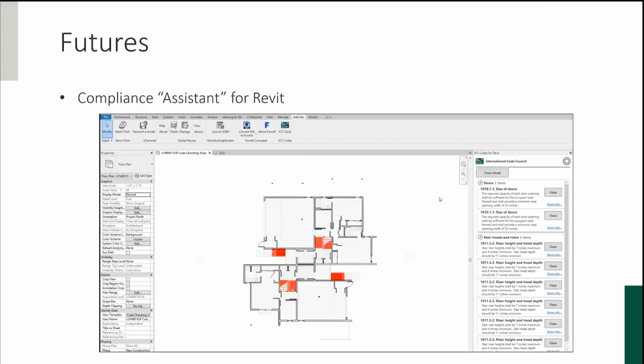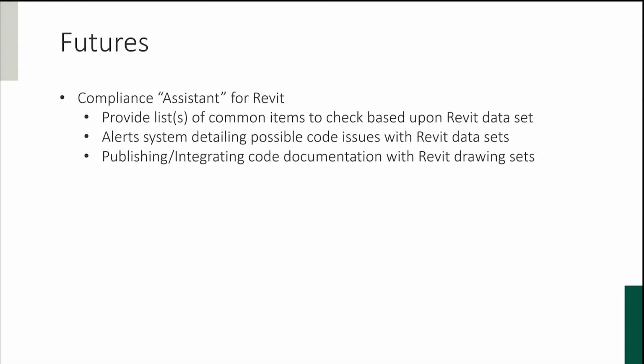So starting with a compliance assistant for Revit. Now, this is just a drawing. This is not live code that you're seeing here. But it really is saying, looking at how we start to integrate more and more with all the intelligent geometry that is inside of your model in Revit. So things like, if you're working under certain titles or certain codes, we can provide you almost a live list of common items to check based upon the data set. And these are things that you would be able to turn on and off, obviously, and they're optional.